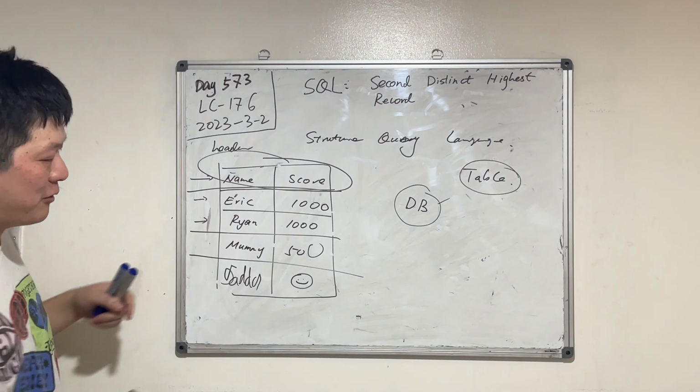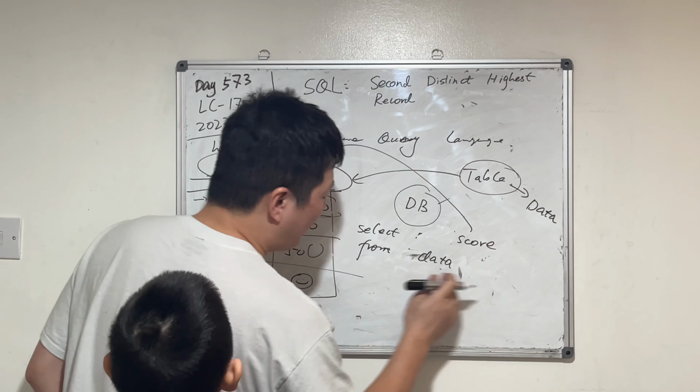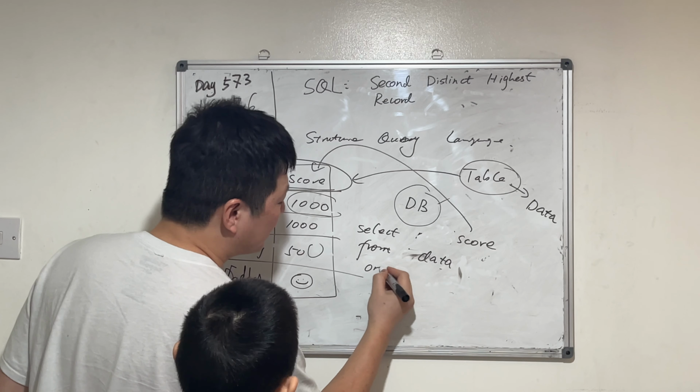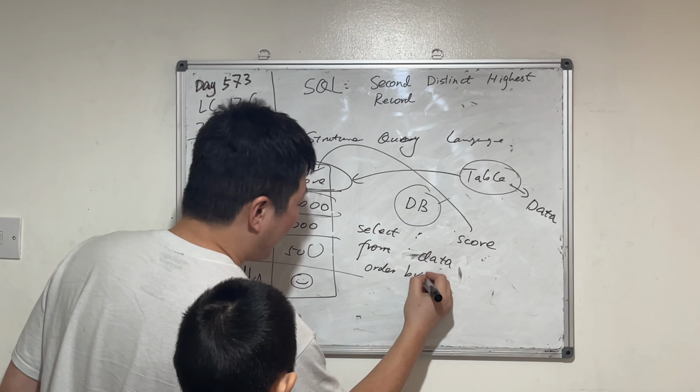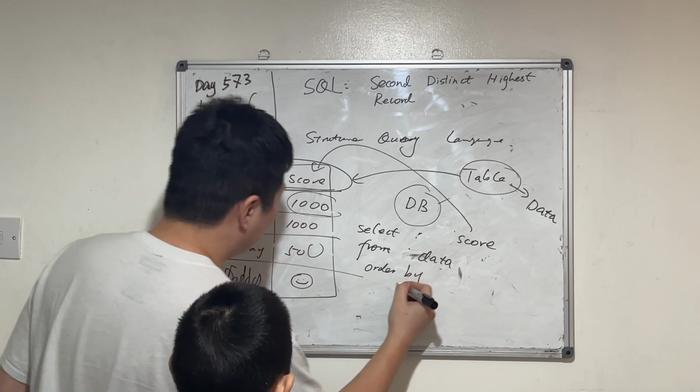Another way of doing it is select score from data, order by score. We want to sort the score in descending order. By default it's ascending. But we want to return the first record, so we can say limit 1. That's it.